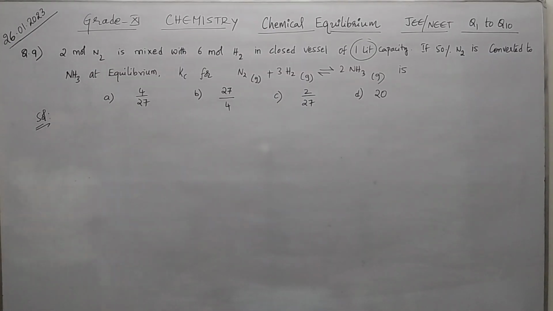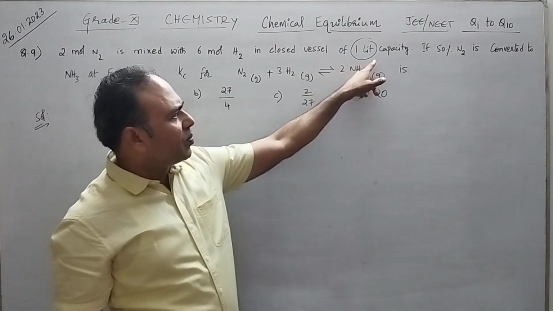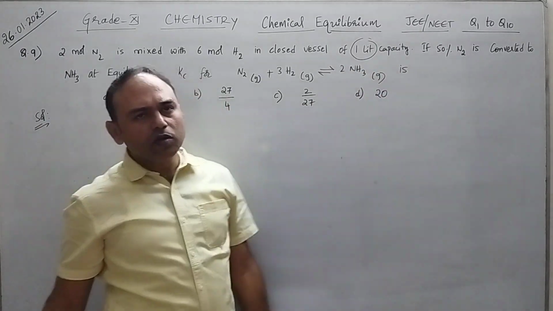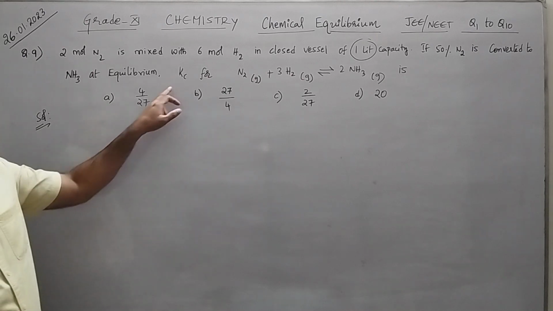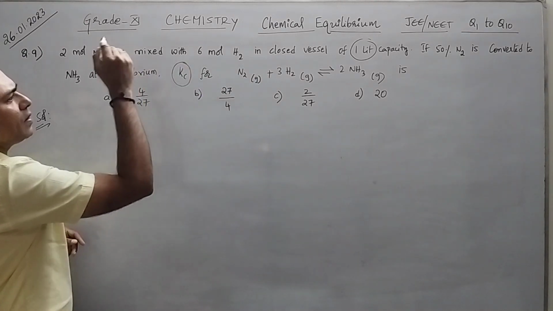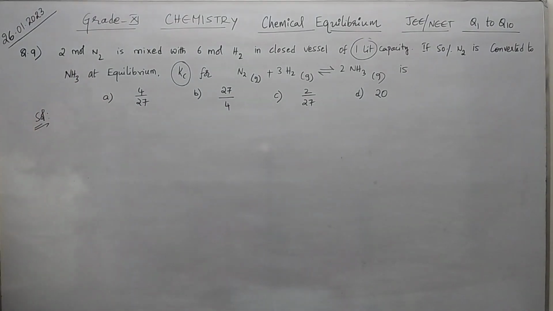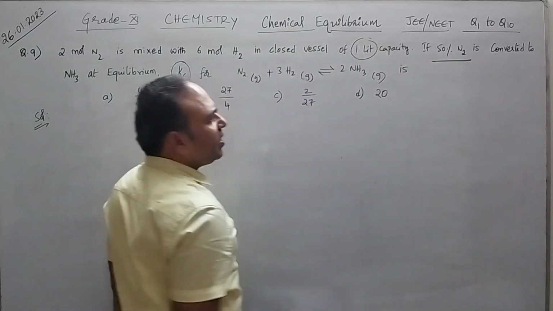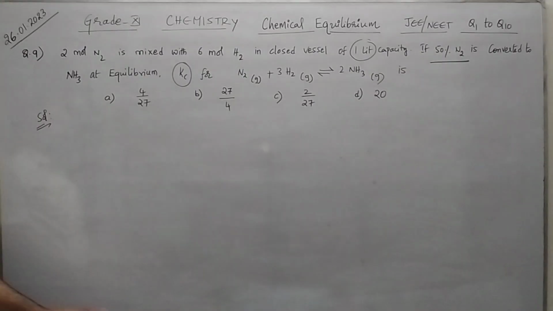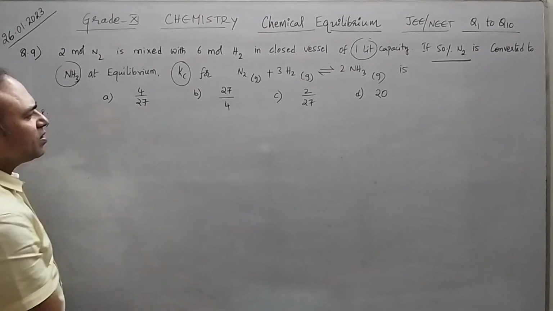Next, question number 9. 2 moles N2 mixed with 6 moles H2 in a closed vessel of 1 liter capacity. 50% N2 is converted to ammonia. What will be the value of the equilibrium constant? So you know this is Haber's process. First and foremost, the condition is very simple. They have said 50% of the reactant is being converted into the product. You need to understand that. First write the equation.